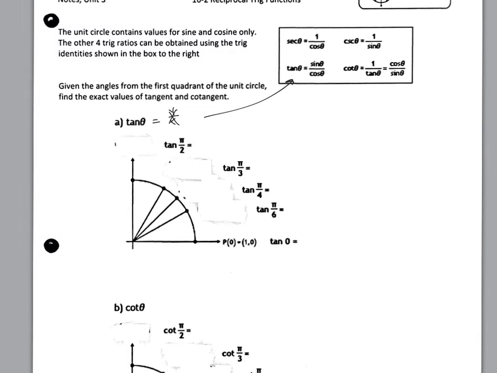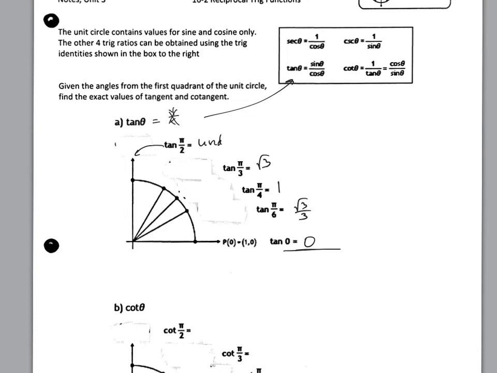So we know that when you go straight up and down, this one's undefined. It's too steep. Tangent is 0 at the flat line, slope is 0. Pi over 4, we know the tangent's 1. And when we have a 3 on the bottom, it's radical 3. When there's a 6 on the bottom, it's radical 3 over 3. And it is that simple.